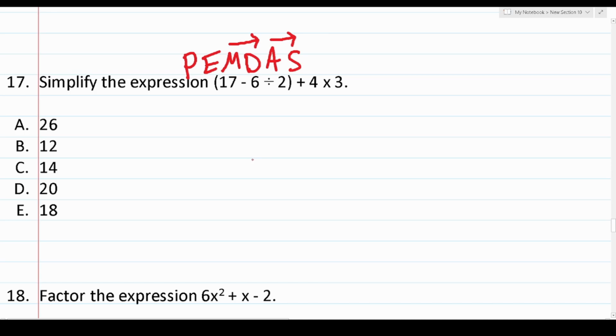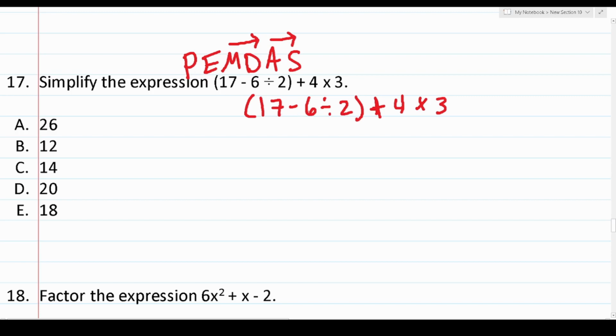So if we scan this expression, you can see that we do in fact have parentheses. So that's where we're going to start. And of course, I'm going to go ahead and copy this down to begin. So this is 17 minus 6 divided by 2 plus 4 times 3. Okay, so within parentheses, we're now going to follow the order of operations again. So we're inside our parentheses, and we want to see what comes first.